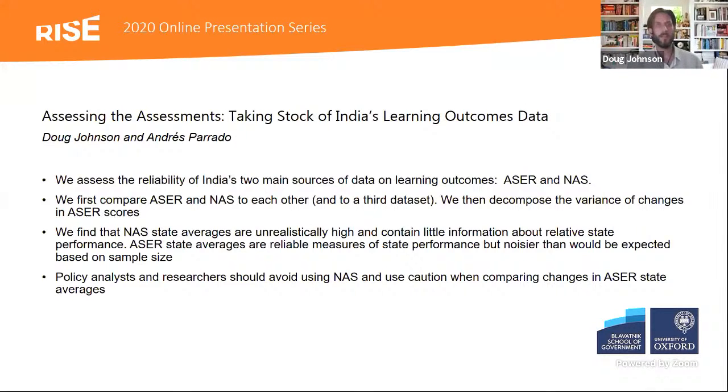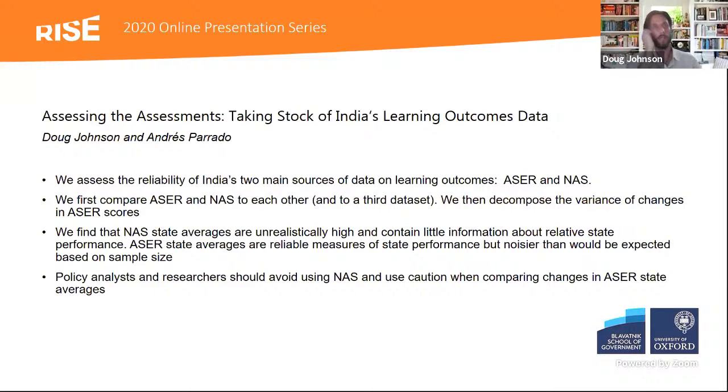What we find is that NAS scores appear unrealistically high. And even when you look at the rankings of states according to NAS, it seems like the NAS rankings contain little information about state performance. When it comes to ASER, ASER scores are reliable measures of learning outcomes, which we knew, but just a tiny bit noisier than one would expect based purely on sample size considerations.